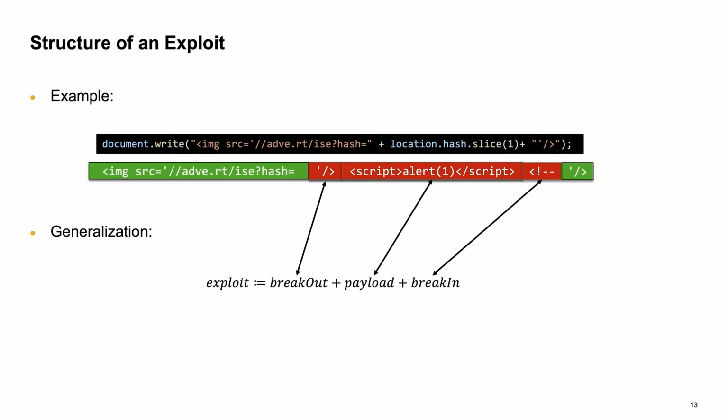Generally, a cross-site scripting exploit has the following form. It consists of a breakout sequence, which allows going beyond the actual context to where a script execution is possible, a payload that contains the function to execute, and a break-in sequence, which comments out the following code so that no syntax error will be caused.